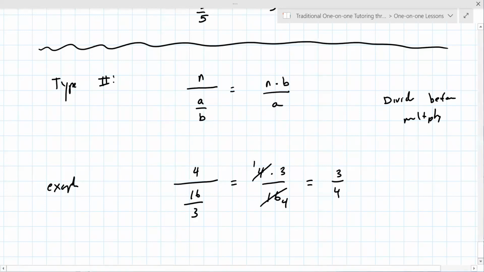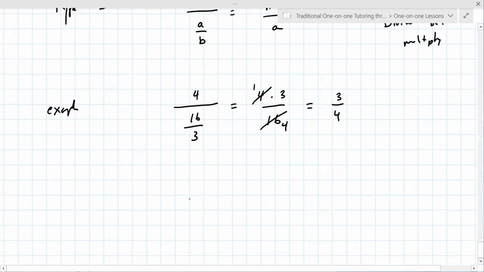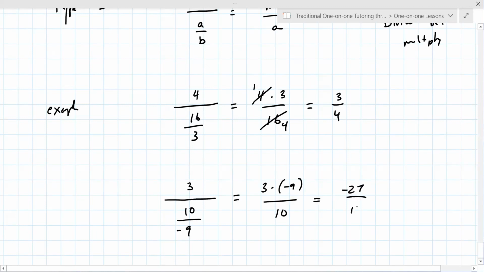Now they don't always simplify. It could be 3 over 10 ninths. Let's put a negative in there. So this would be 3 times negative 9 over 10. Those don't divide, and you get negative 27 over 10.